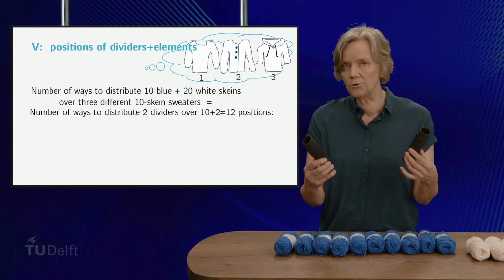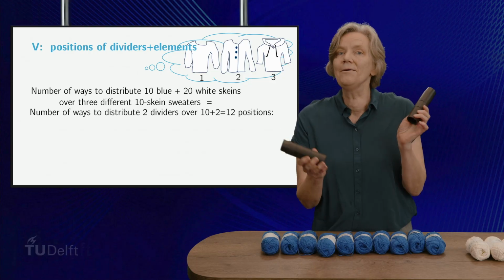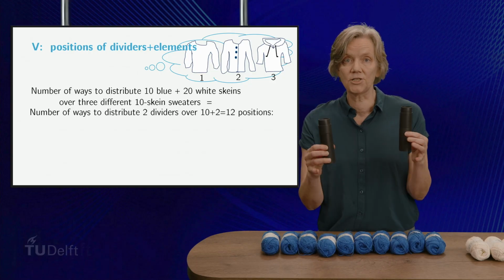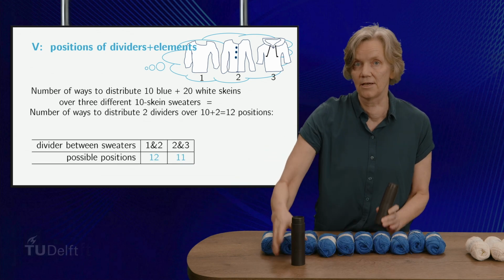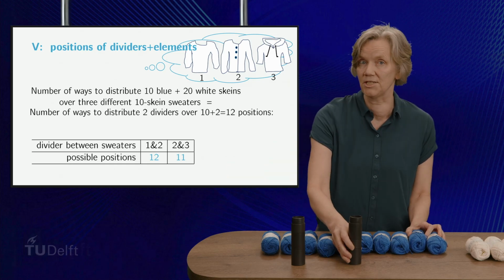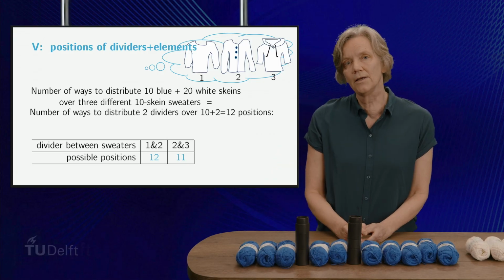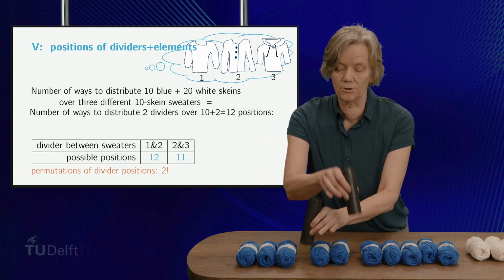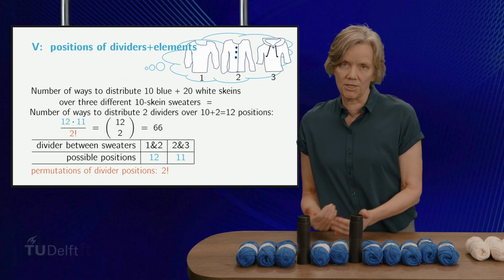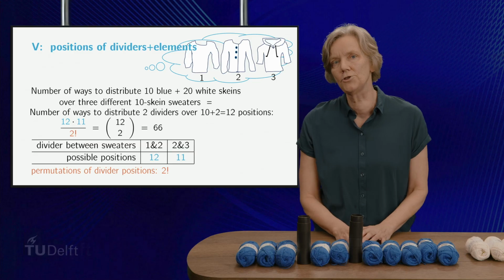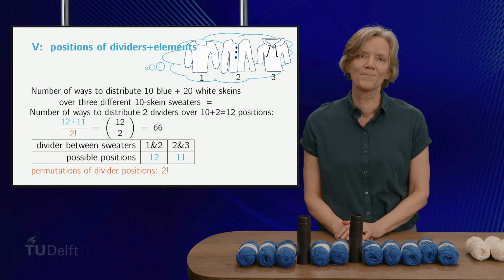The trick is to see the 2 dividers as elements that need 2 extra positions. So in how many ways can I distribute 2 dividers over 12 positions? For the first divider, I have 12 possible positions. For the second, I have 11 possible positions. And the other positions, of course, are filled by the blue skeins. The 2 divider positions, of course, can be permuted. So the number of ways to distribute 10 blue skeins over 3 sweaters is 12 choose 2, which gives 66 ways. Again, that's a lot of options for sweater design.